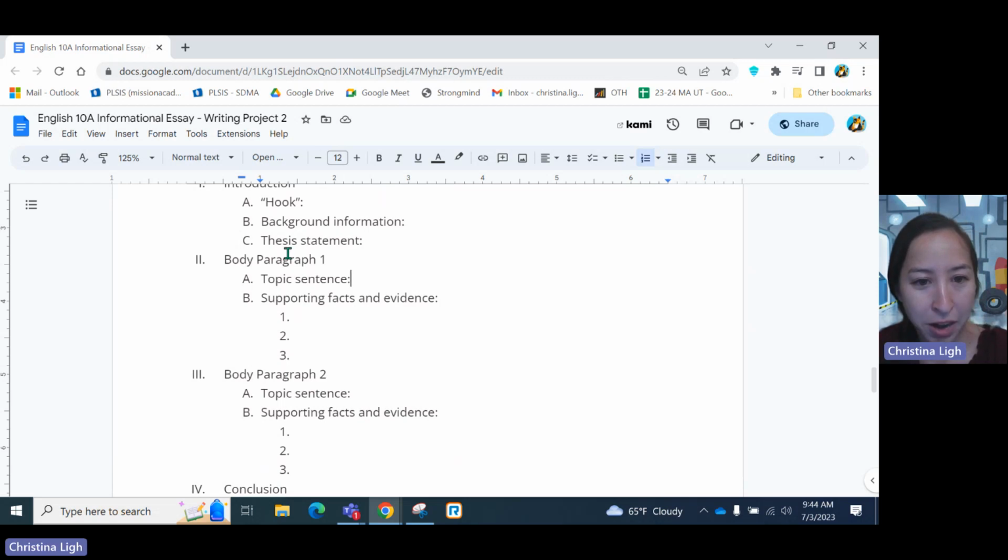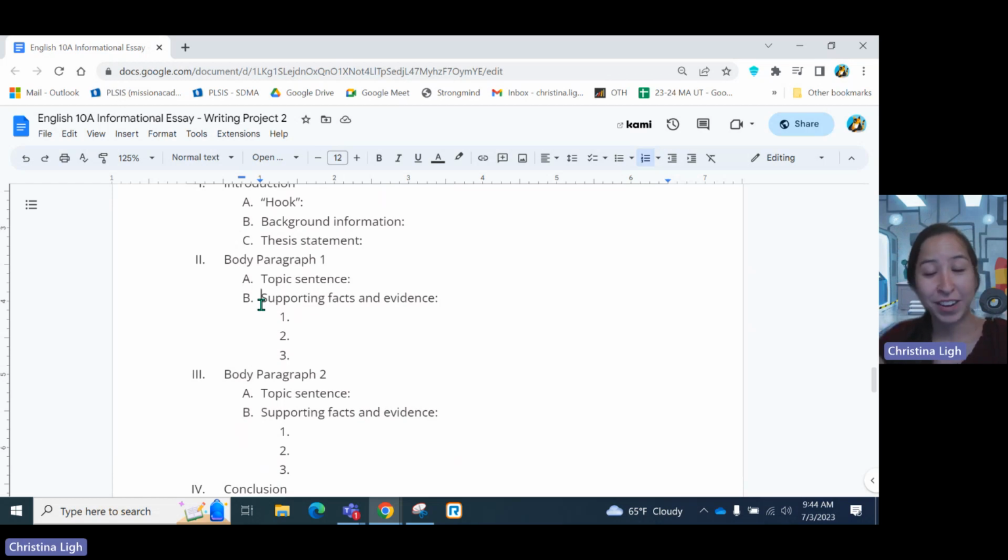So let's look at our body paragraphs. Every body paragraph should start with a topic sentence. The topic sentence just tells you the topic. It's basically going to state what the paragraph will be about. It's a summary. A reader should be able to read that topic sentence and be like, oh, that's what this paragraph is going to be about.